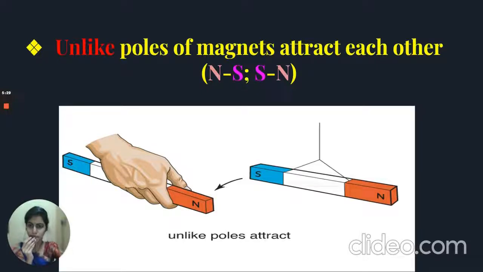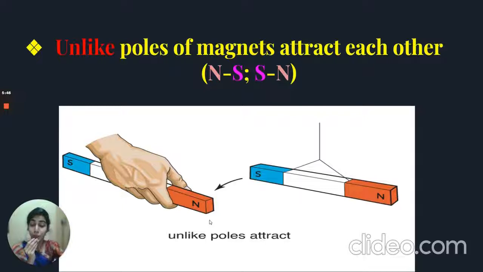As you can see in the picture, there are two bar magnets, right? As I said earlier, a magnet will have both a south pole and a north pole. You can see the south pole marked in blue and the north pole marked in red. In the same way, both these magnets have magnetic poles.